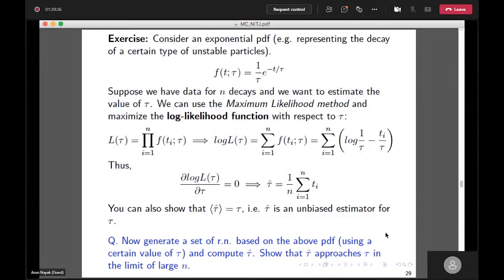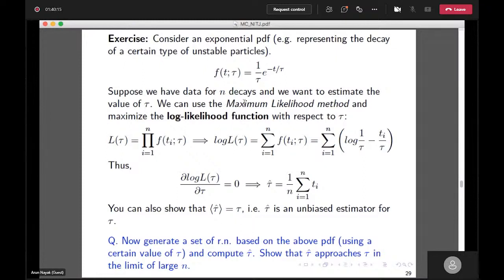Yeah, so here is another exercise. I'm sure you have studied this already in the maximum likelihood method. So I give you this exercise to just verify the maximum likelihood estimate. Consider an exponential PDF, which is typically the decay of unstable particles, given by this PDF, where tau is the mean lifetime. Suppose we have data for n decays, and we want to estimate the value of tau. What is the value of tau with n decays?